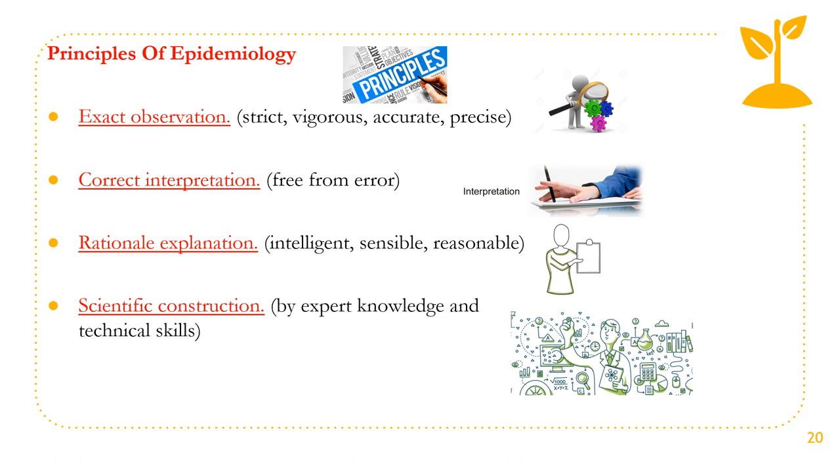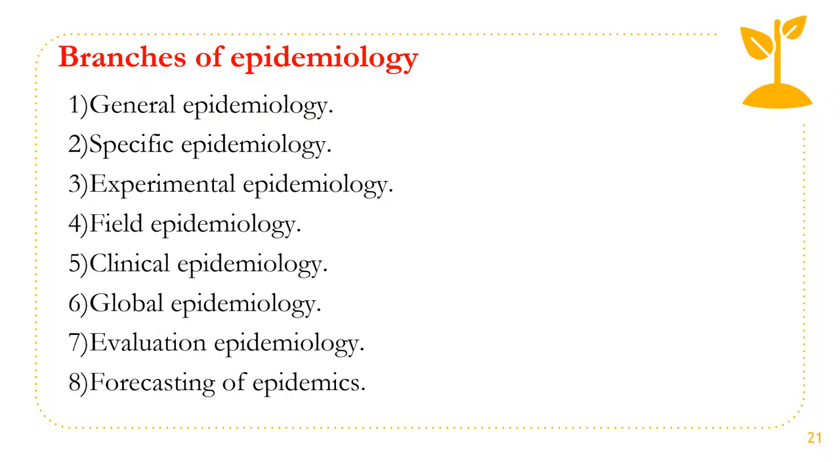Then scientific construction by expert knowledge and technical skill. This is the cause of this, so we have to provide this kind of treatment. So we will cure this many people in this many days, and isolation or quarantine. So like that you have to plan scientifically. Coming to the branches, there are many branches: general, specific, experimental, field, clinical, global, evaluating, forecasting. Now all of these things will come under epidemiology generally.